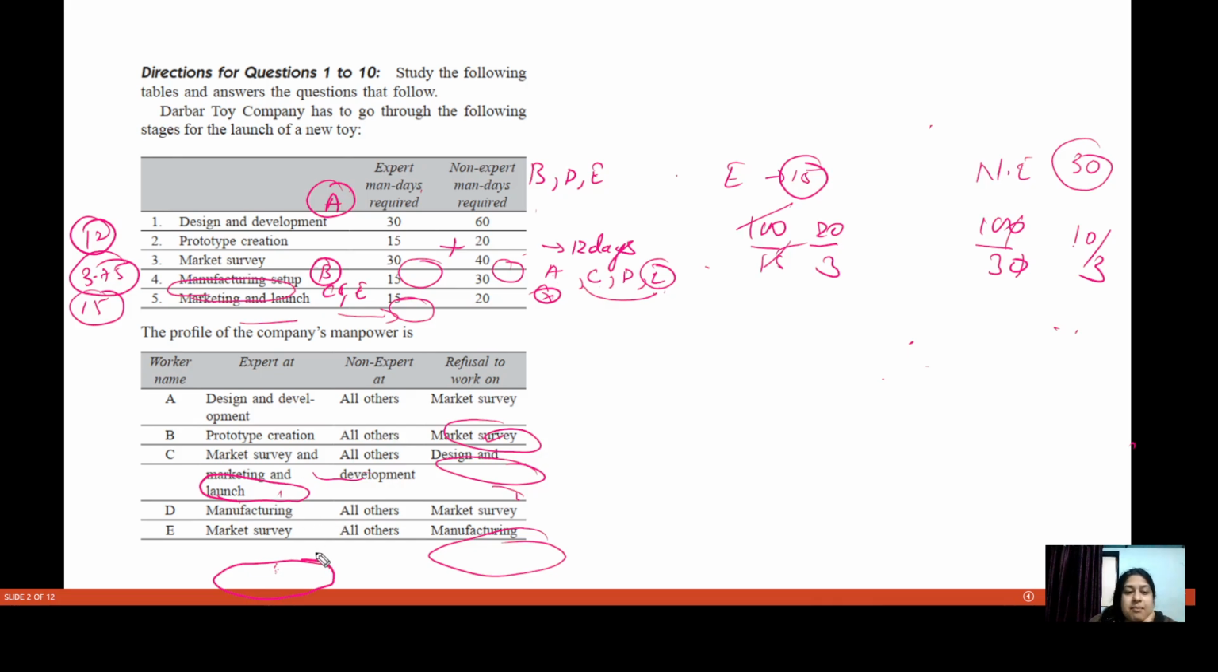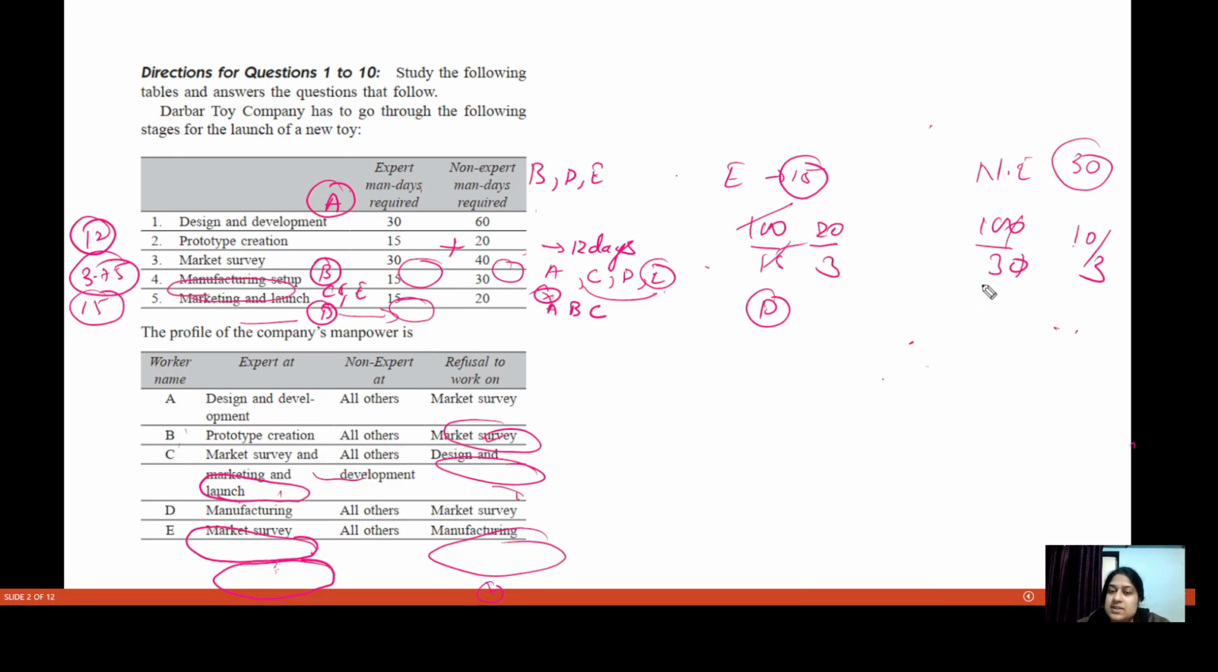Now we have this manufacturing. Who is expert in manufacturing? D is expert in manufacturing, so let us write D here. And who are non-experts in manufacturing? We have A, B, C and E, but E is refusing to work on manufacturing. So only A, B, C will work in manufacturing as non-experts.